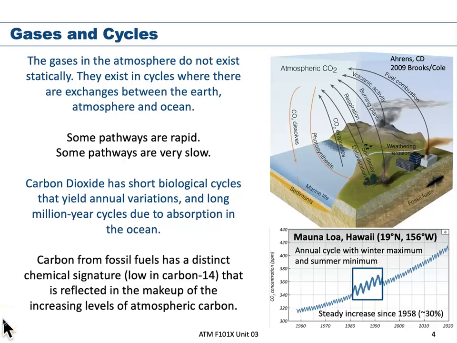Superimposed on this cycle is a steady increase due to burning of fossil fuels. This carbon is chemically tagged, as fossil fuels are formed by plants that died a long time ago, and hence they have lower levels of carbon-14 than carbon from contemporary plants.